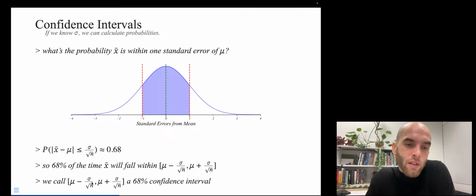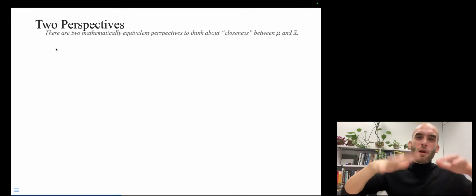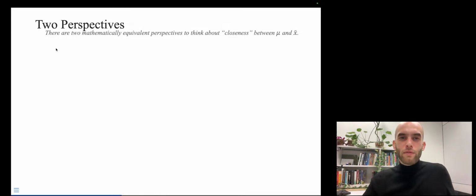But you'll remember we had two things that were unknown to us. First was the center, and second was sigma. We don't actually ever observe these things, or at least generally in practice. So to get around one of these problems, we said there were two perspectives, and both are mathematically equivalent.